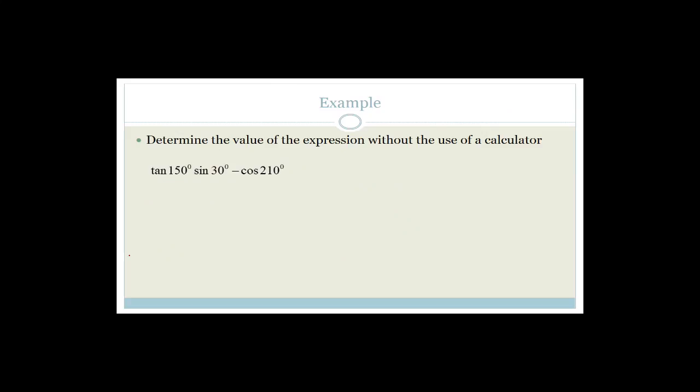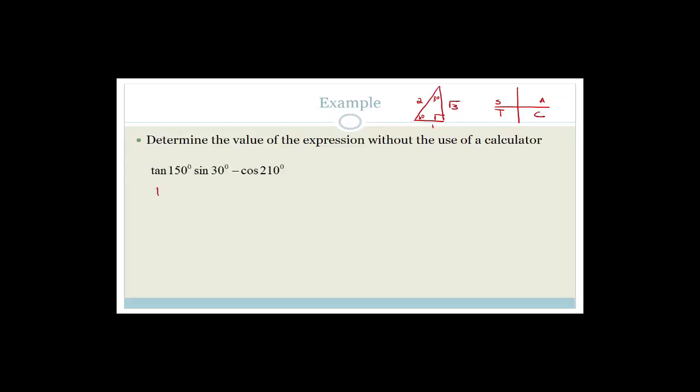Okay, let's look at another example. It says determine the value of the expression without the use of a calculator. So I'm seeing 150, 30, and 210. As soon as I see without the use of a calculator, I'm immediately going to draw my special triangles. I'm not seeing any fives, so it makes me think I don't need to draw the 45 degree triangle. So it's going to be 60, 30, 90, 2, 1, root 3. I'm also going to need my CAST diagram, all stations to Cape Town.